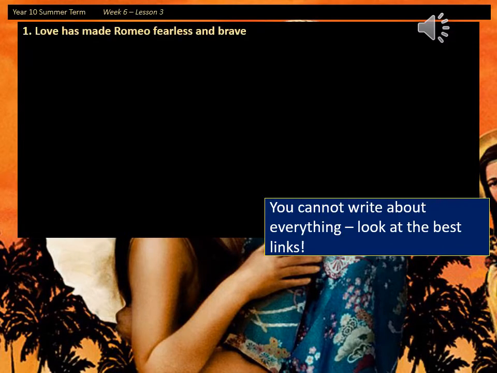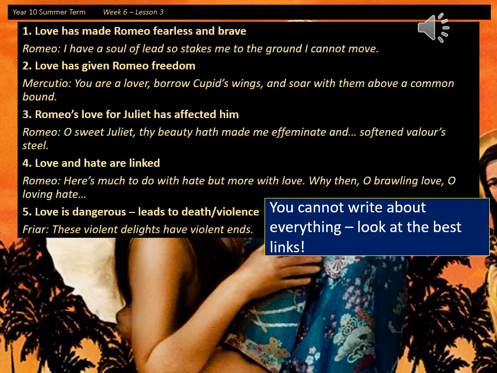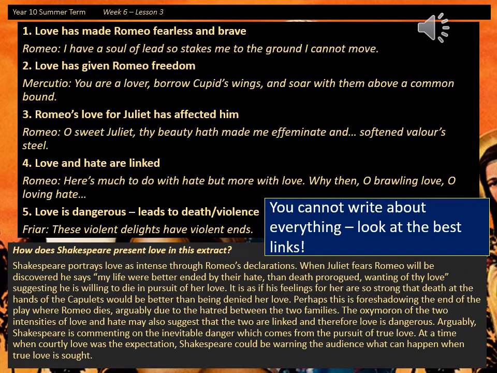So here are those points again, and the quotations from the rest of the play that I've chosen to support those ideas, and what I've already written about love in the extract. Now, thinking about those 5 points, you cannot possibly write about everything. I could not possibly, in the time given in the exam, write about all of those things and the extract. So looking at my model paragraph, I'm going to think about which of those quotations will best link to what I've already written.